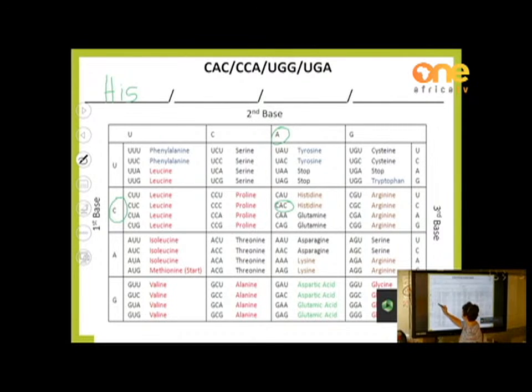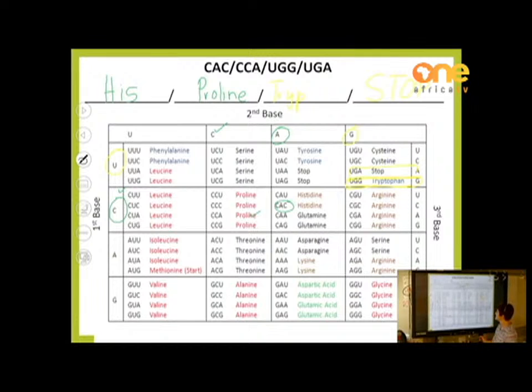C. Again, C. The second one is C and an A. C, C, C, C, C, A. There it is. So it will be proline. U. Let me use another color so that we do not get confused. U, G, U, G, A, U, G, A. UGG, first UGG. UGG is tryptophan, and then I have a stop in UGA. So, you got that?